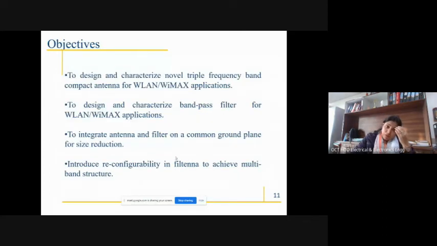So my objective was to design and characterize a novel triple frequency band compact antenna for WLAN WiMAX applications, a compact size, small antenna. Then to design and characterize a band pass filter for WLAN WiMAX applications, then to integrate that triple band antenna and filter on a common ground plane for size reduction. And then I introduced reconfigurability in the filtenna structure. That is, integration of antenna and filter is a filtenna to achieve multi-band structures. So these were my objectives.